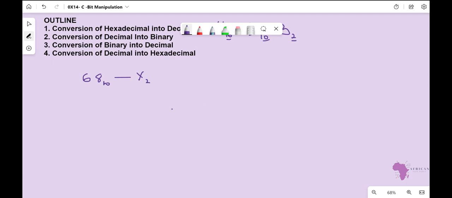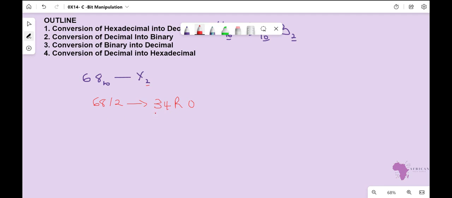So how can I do this? Remember, this is base 10. I want to convert it to binary. To convert a decimal number into binary, we do a division, and when we do division, we take the remainders. So let's begin. We say 68 divided by 2, which is the base of this one here, which will give us 34. Remainder? The remainder is 0.